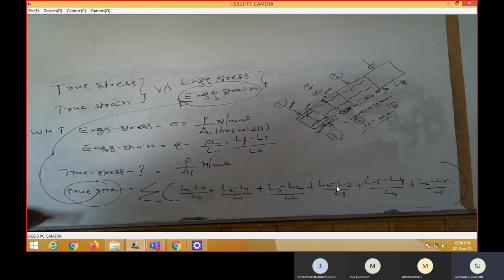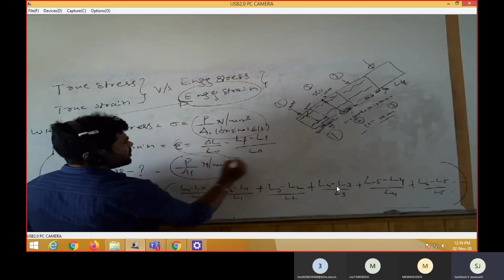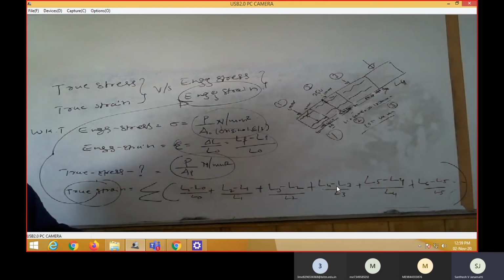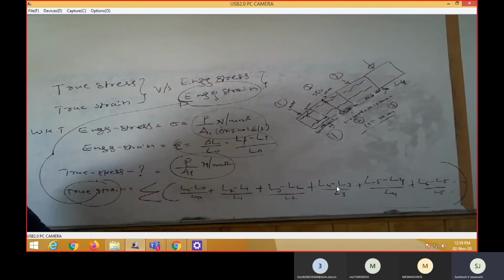After establishing the relationship between the engineering stress, engineering strain and true strain, just remember these three formulas: this one, this one and this one. Later we will simplify this and get one more simplified form of it. We will remember it for the small numericals.